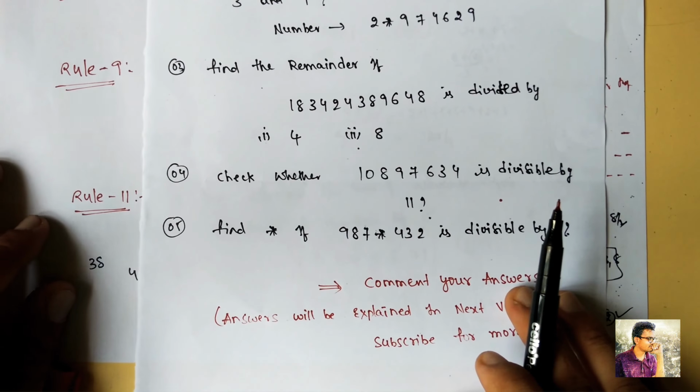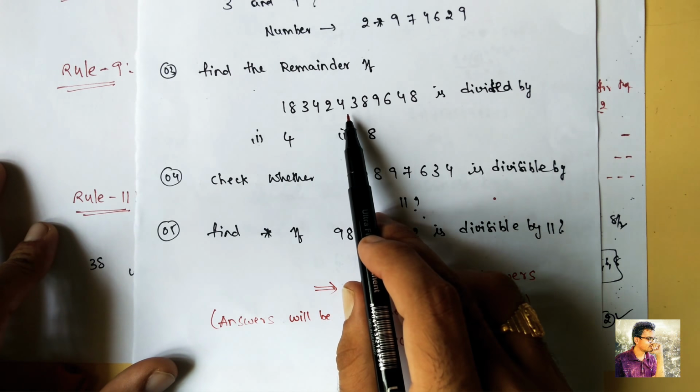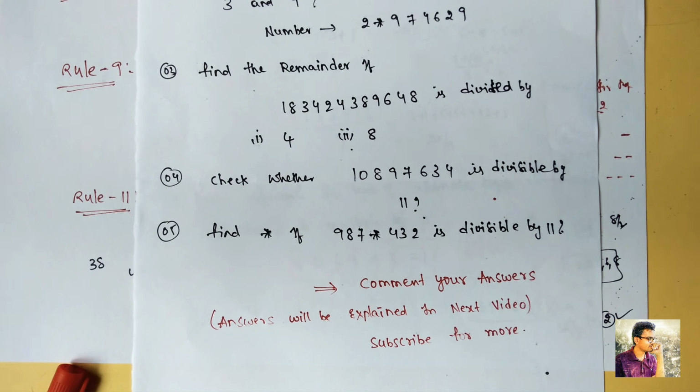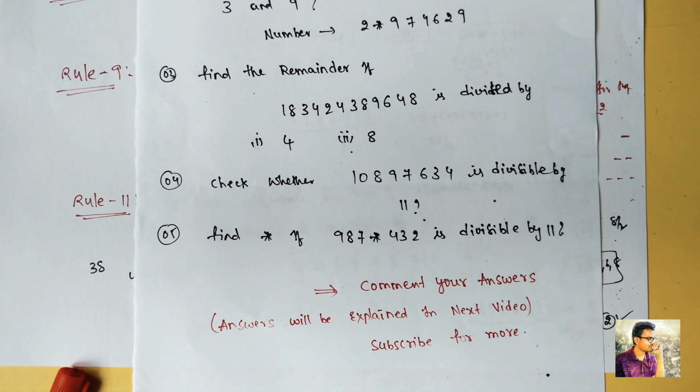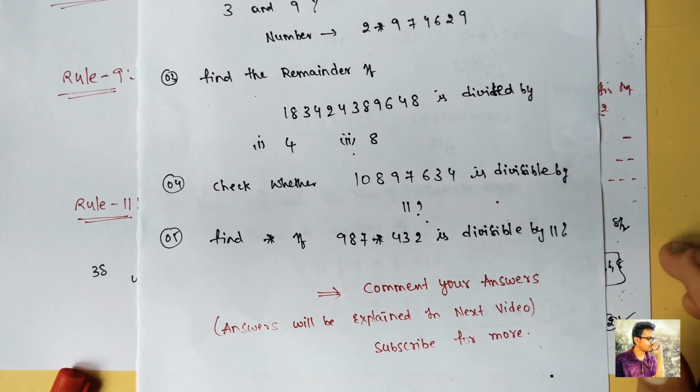The number is 2 star 974629. And here is my third question: find the remainder of 183424389648. Don't think of this as some random number, I just gave a large number to make you feel the significance of learning the divisibility rules concept. If it is divided by 4 and 8, then what is the remainder?